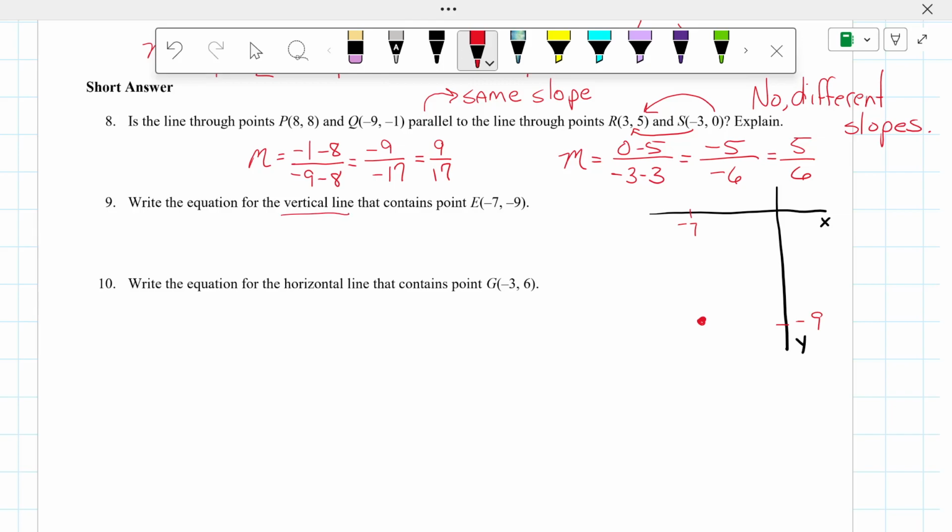Equation for a vertical line through this point. It's right here. What is every x value on this line? Negative 7. Every x value on this line is negative 7. So the equation for the vertical line is that x equals negative 7. Vertical line equations all start with x equals. X equals whatever the x value is of the point that the line's going through.